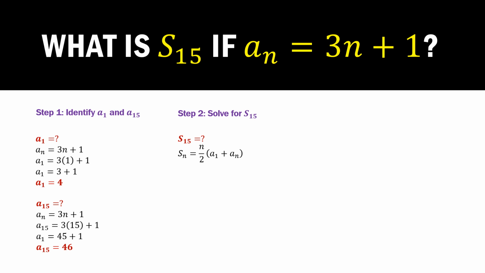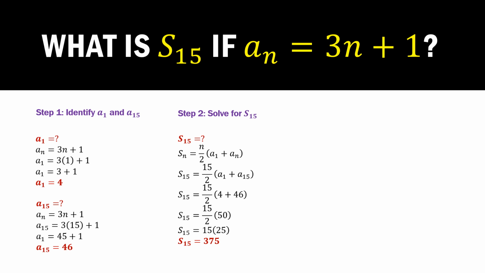Now for step 2, we can solve the sum of the 15 terms. So S sub 15: we have S sub n is equal to n over 2 times a sub 1 plus a sub n. We want to get the 15 terms, so we have S sub 15, substituting our inputs, 15 over 2 times 4 plus 46. So we have 15 over 2 times 50. I divide 50 by 2, so it turns out to be 25. And what we got is that the sum of the 15 terms is 375.